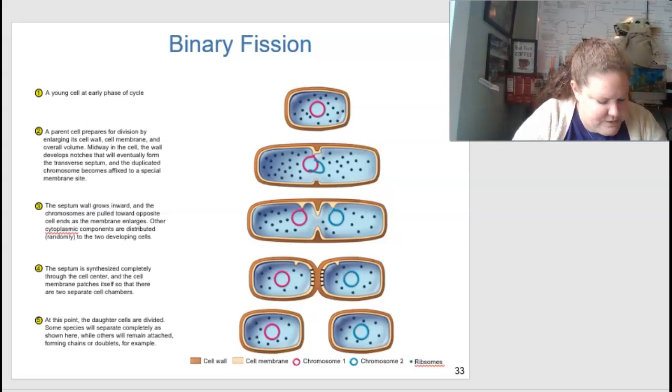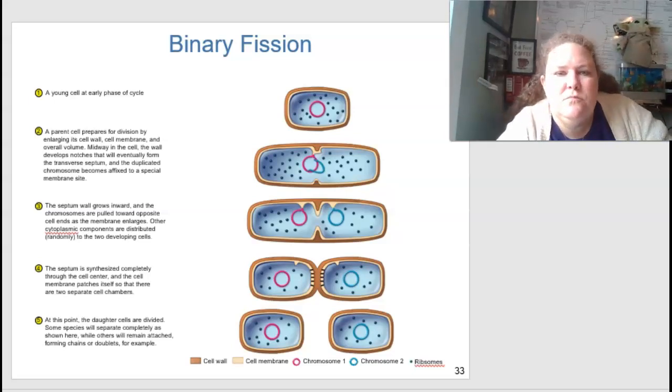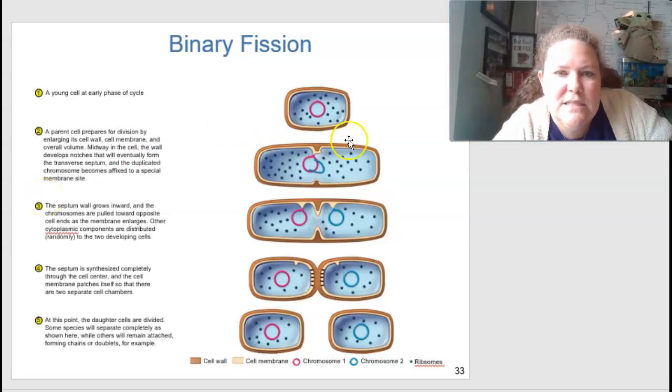So, this is figure 7.15 in your book. So this is where we have a young cell at an early phase of the cycle. And then the parent cell prepares for the division by enlarging the cell wall, okay, the cell membrane, as well as the overall volume. And then midway in the cell, right here, the wall develops notches that will eventually form into the transverse septum or divider. And then this duplicated chromosome becomes affixed or attached to a special membrane site.